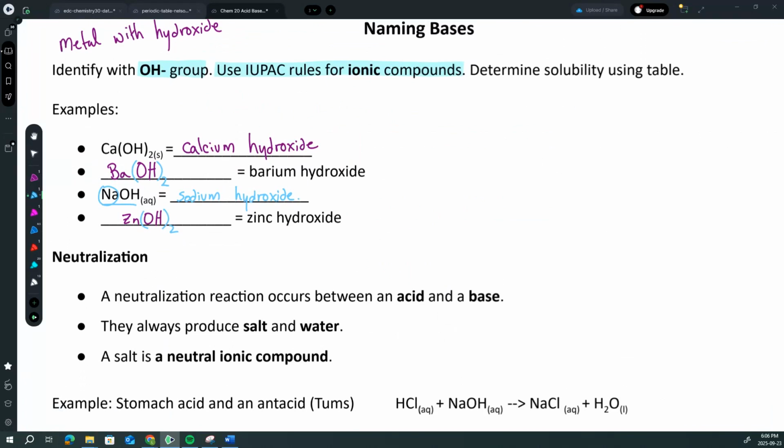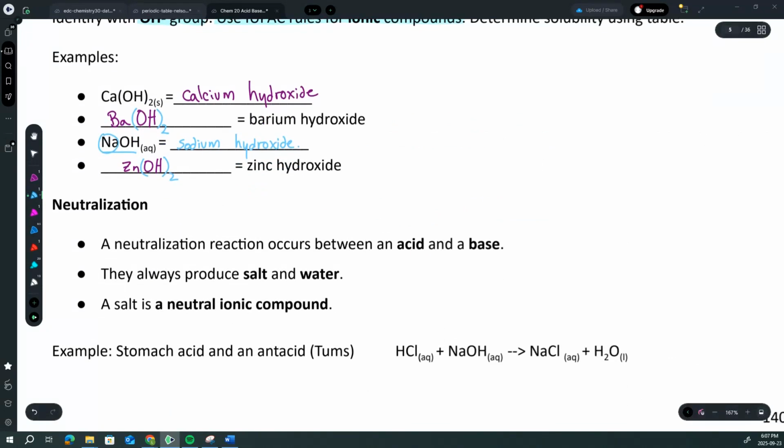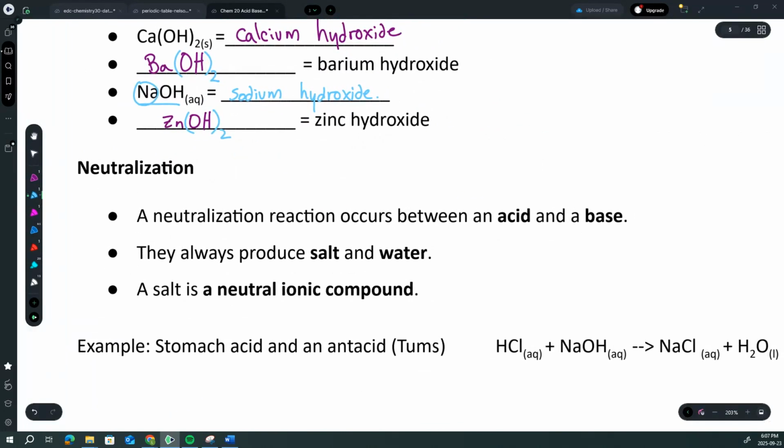Alrighty. Moving on to neutralization. Neutralization is just a name for a reaction that occurs between an acid and a base. And a neutralization reaction always produces some sort of salt and water. And what we mean by salt is that it's some sort of neutral ionic compound.